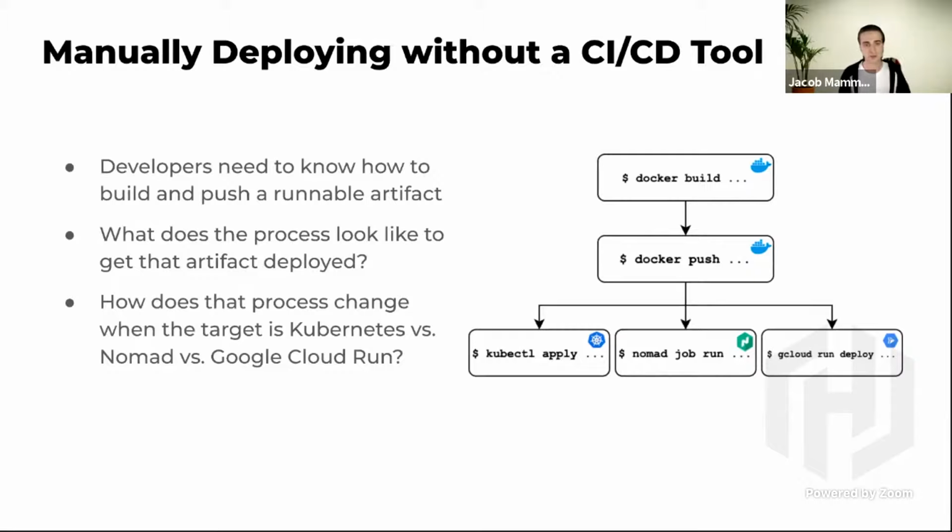And again, this is something that we have to take a look at if we're deploying to dev. What does that kubectl apply look like, right? Do I have the right kube config? And same thing if I'm deploying to Nomad or Google Cloud Run, do I have the right permissions, and do I have the right network location of where I'm going to push this application to?